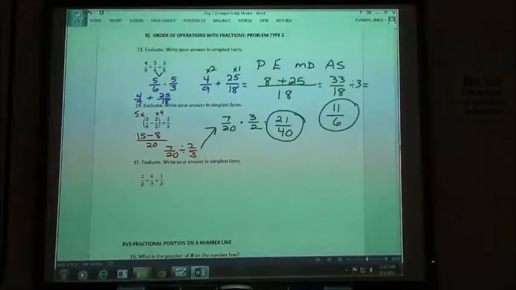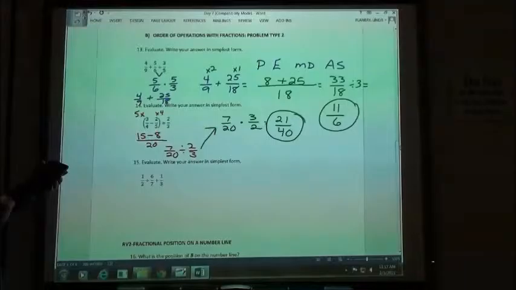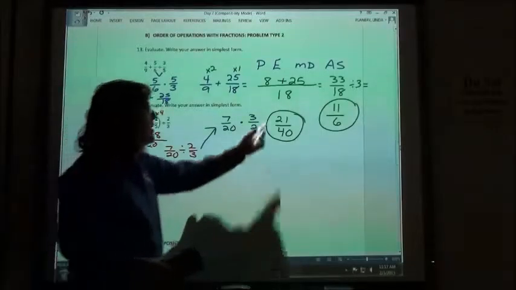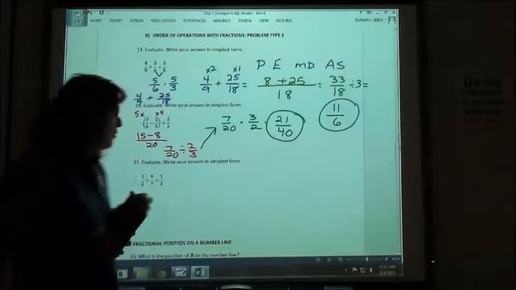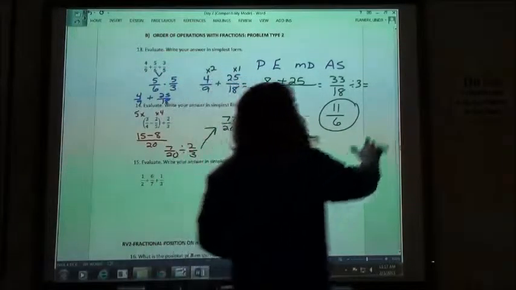I'm then going to check my answer. Parentheses. 3 fraction 4 minus 2 fraction 5. Close my parenthesis, divided by 2 fraction 3 equals, and my calculator gives me 21/40, so I know I have the right answer. Go ahead and do number 15 here while I move the board.